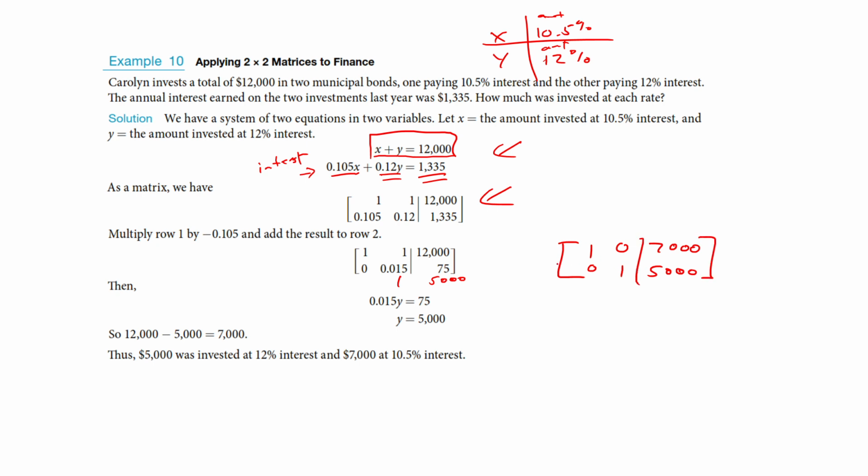If we did it on your calculator, if you just took it all the way down, you would get this, where X is 7,000, Y is 5,000. Remember, X was the money at 10.5%, and Y was the money invested at 12.